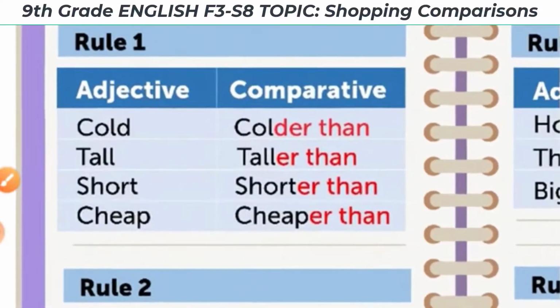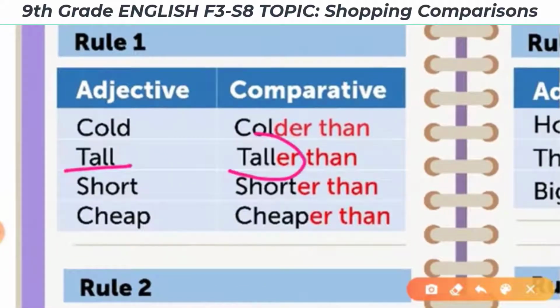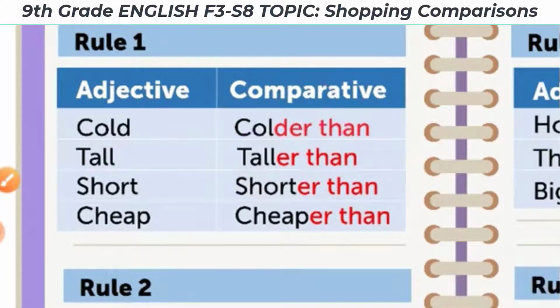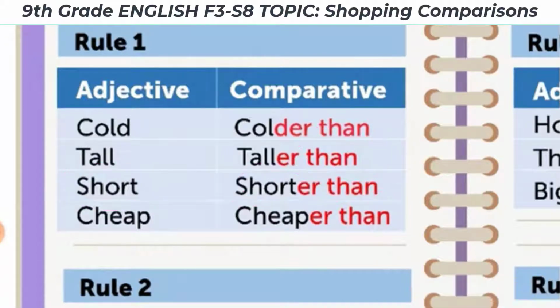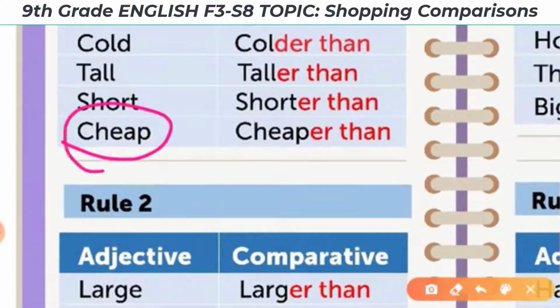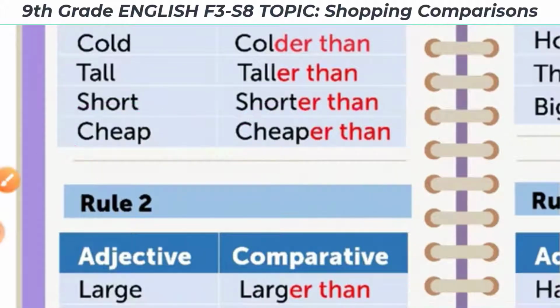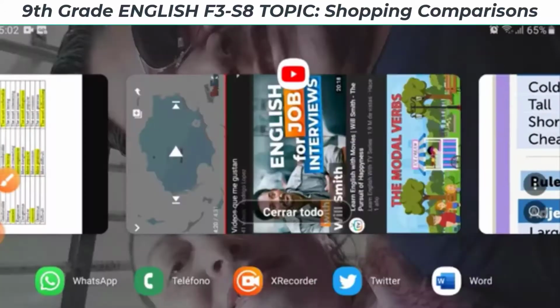The same goes here. Tall means alto. Taller, más alto. Than que. Taller than, más alto que. Short, corto, perdón, pequeño o bajito. Shorter, más bajito. Than que. So, shorter than, más bajito o más pequeño que. Cheap, barato. Cheaper, más barato. Cheaper than, más barato que. Remember, than means que.